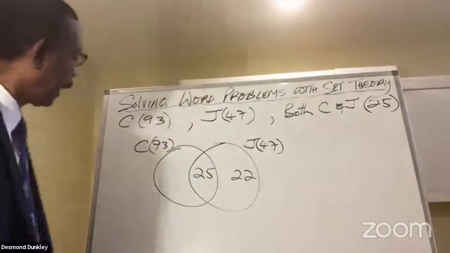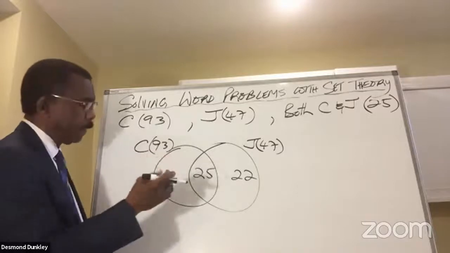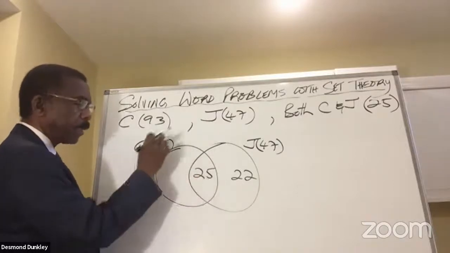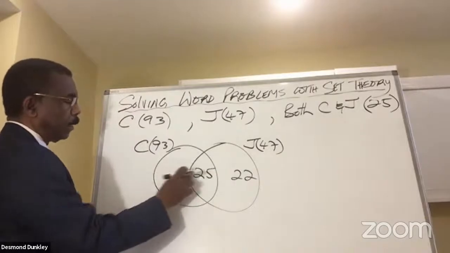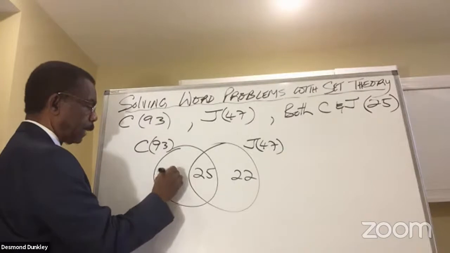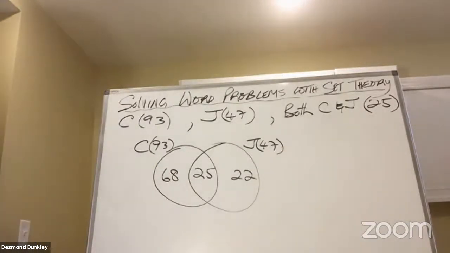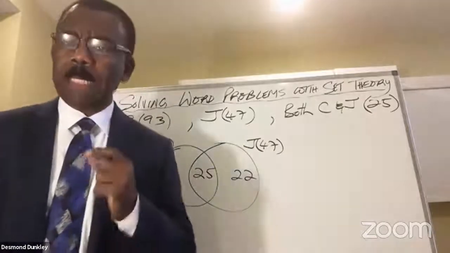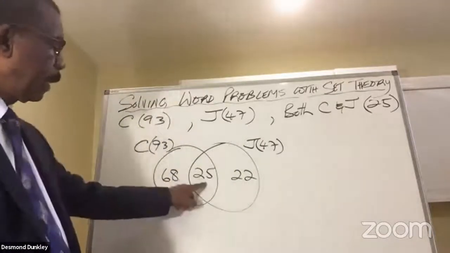overlap. Okay? Here, it says 93 people took coffee, and 25 of them took coffee and juice. So those who took coffee only would have to be 93 take away 25, which gives me 68. Okay? So they said each person will be found in either here, here, or here.